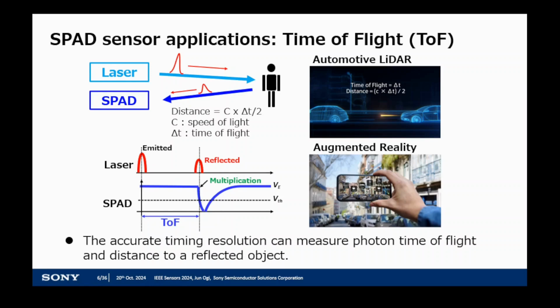The accurate time detection of the single photon incidence can be applied for distance measurement with time of flight. The SPAD can detect the time of flight of the light reflected at the object. The time of flight can be used for automotive LiDAR or augmented reality and so on.